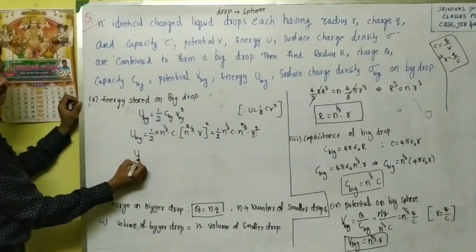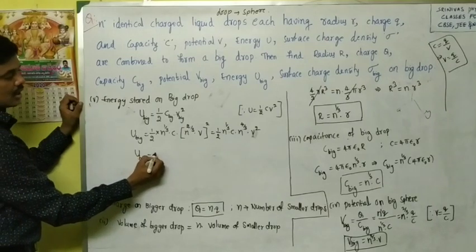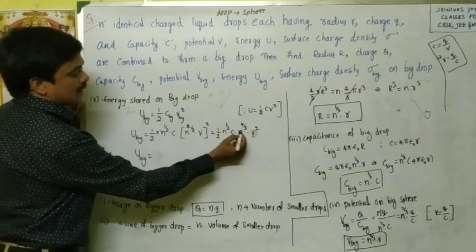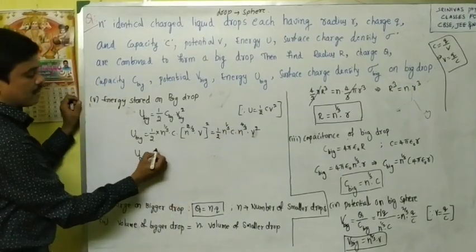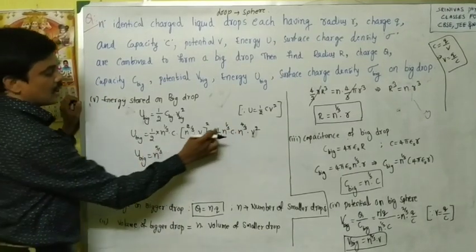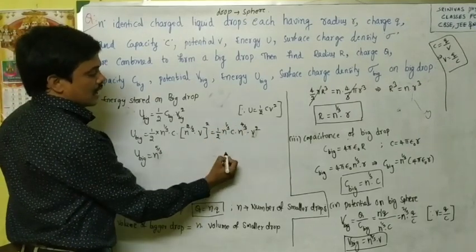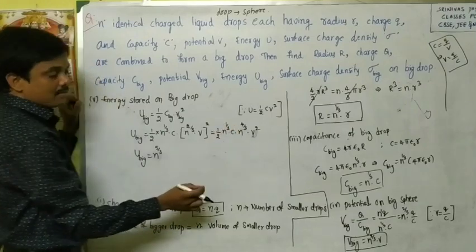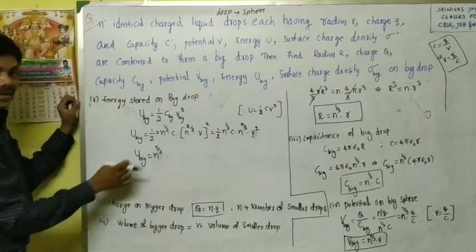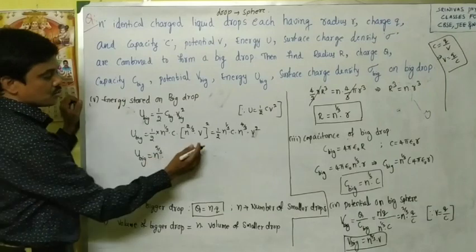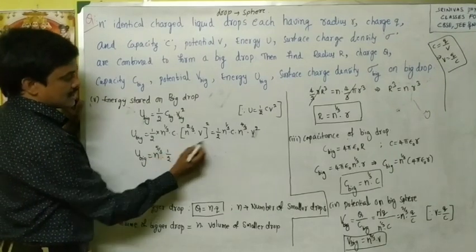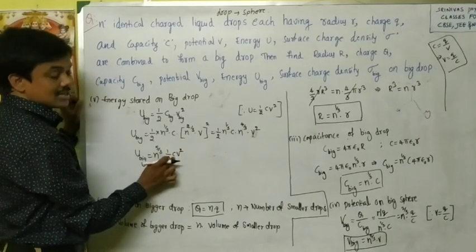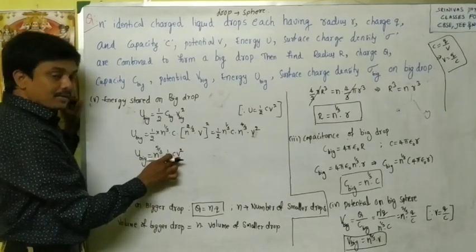Now U on the bigger drop is equal to half into, or we can write half later, n power 1 by 3, n power 4 by 3. Now what will you get? n power 5 by 3 we will get, right? We have to add the powers. n power 1 by 3, n power 4 by 3: the base is the same, so we add the powers, 1 by 3 plus 4 by 3, that is 5 by 3. And next the remaining is what? Half C V square. C is the capacitance on the smaller drop, and V is the potential on the smaller drop.